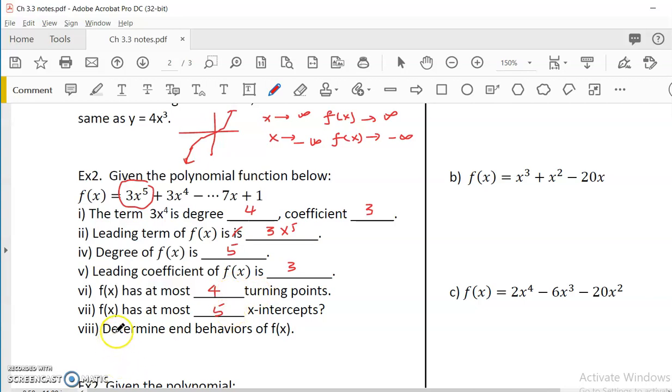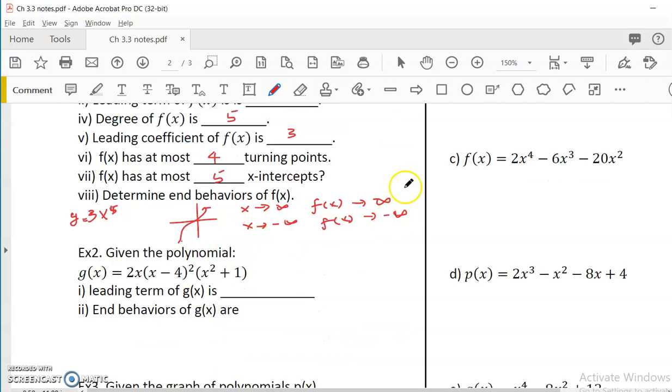Okay, the end behavior. Let's check the end behavior, because x to the 3 and x to the 5, we can think of them the same. It's the same as this particular end behavior. So odd and positive, so it's the same as what we had last time. So it would be down and then up like that. So we say x approaches infinity, f of x approaches infinity. When x approaches negative infinity, f of x also approaches negative infinity.